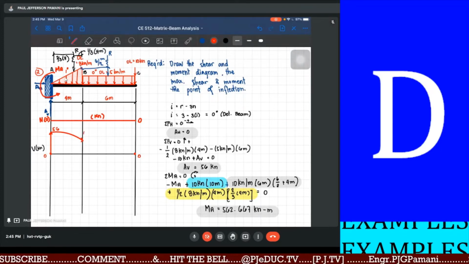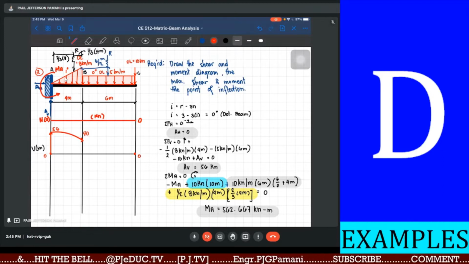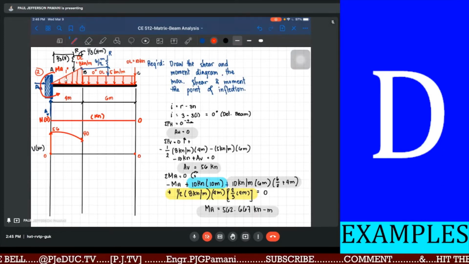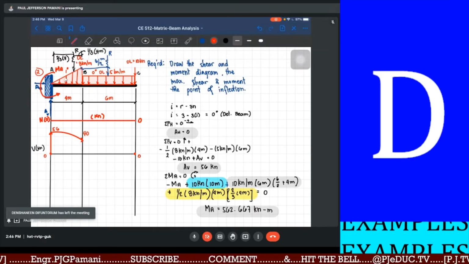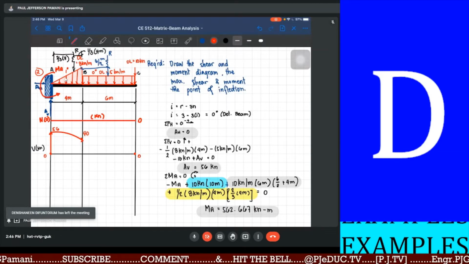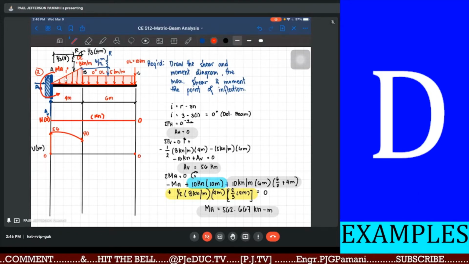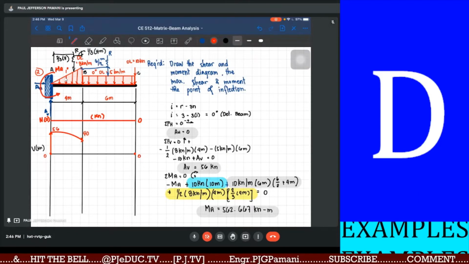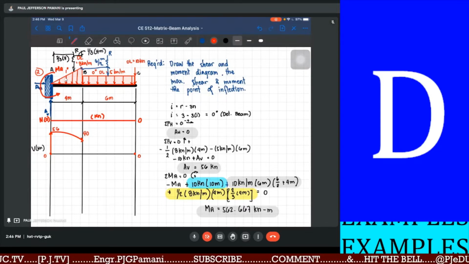So, this is now positive 40 kilonewton. Nakuha po kung saan nakuha ang 40 kilonewton. Naintindihan kung paano nakuha si 40? Yes, sir. Then, if that is 40 kilonewton, meron pa tayong uniform load na 6 meters, also directed downward.